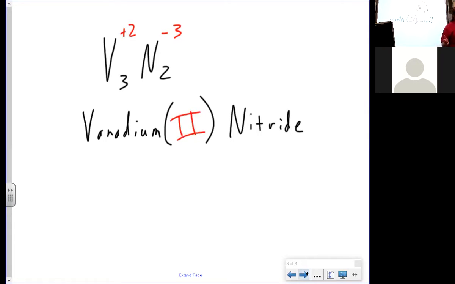Hold on, so how did negative 3 give you positive 3, but positive 2 gave you positive 2? Because positive and negative is the charge. The metal will always be positive. The non-metal will always be negative. These guys down here are numbers. Charges on top, numbers on the bottom.